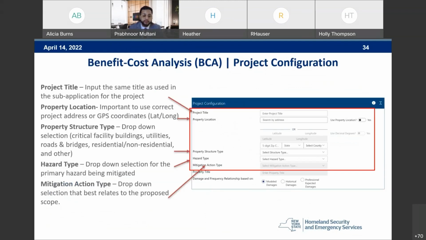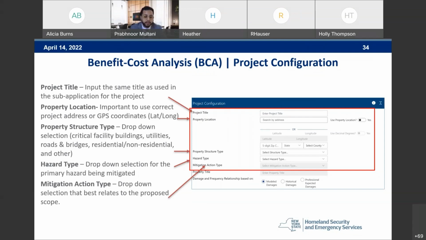Within the project configuration, the first item it will ask you for is the project title. This input will be the same title as used in the sub application for the project. Right below that is property location. It's important to use the correct project address or the GPS coordinates, the latitude and longitude. Then right below that will be property structure type. It's a drop-down selection for either critical facility buildings, utilities, roads and bridges, residential/non-residential, or other.